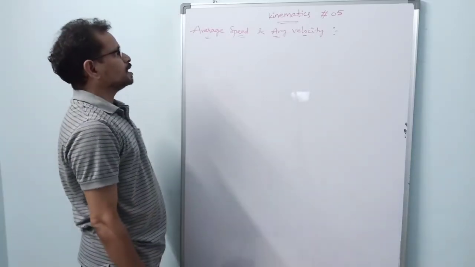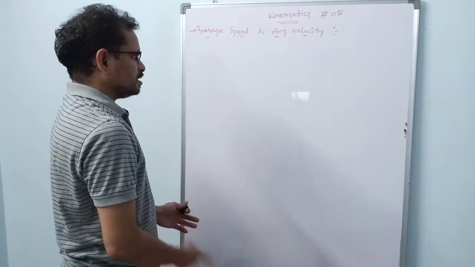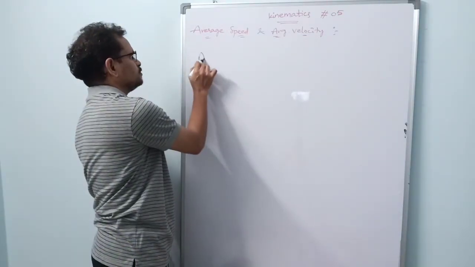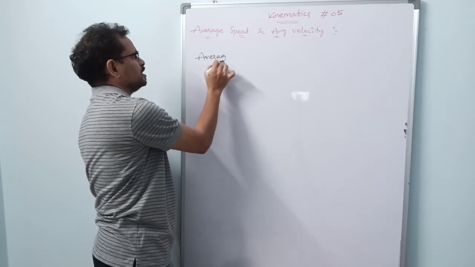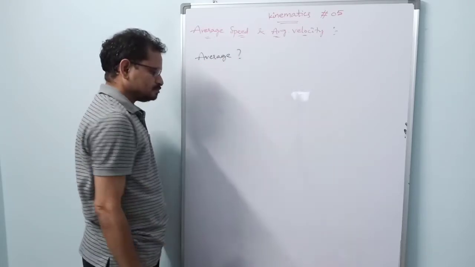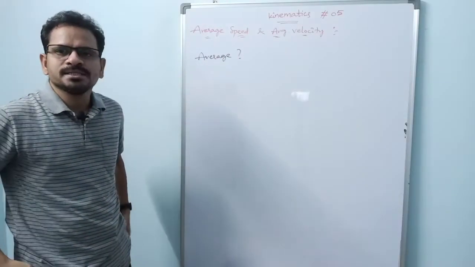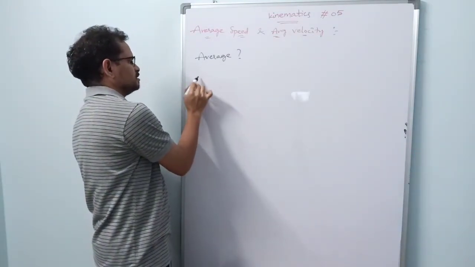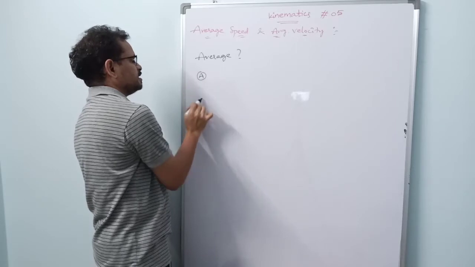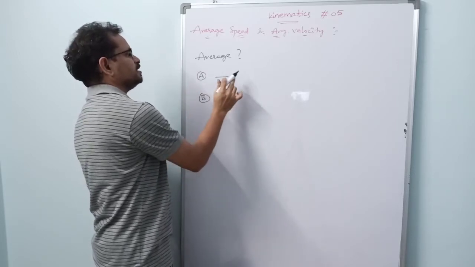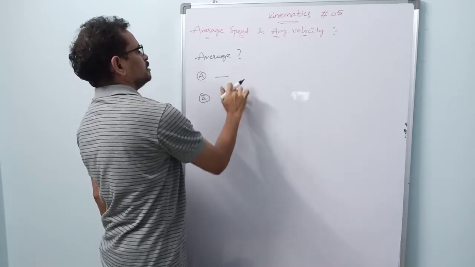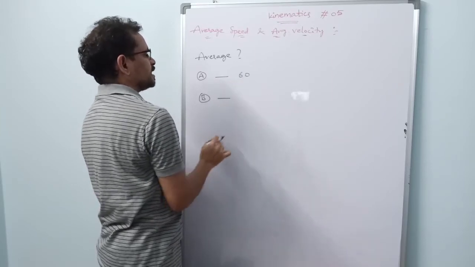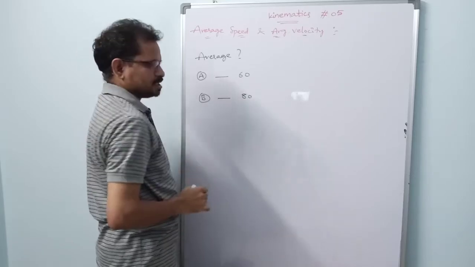Now one more thing is there. I want you to feel what is average value. What is average? What is average value? In a class there are two sections, section A and section B. In section A there are 60 students, and in section B there are 80 students.